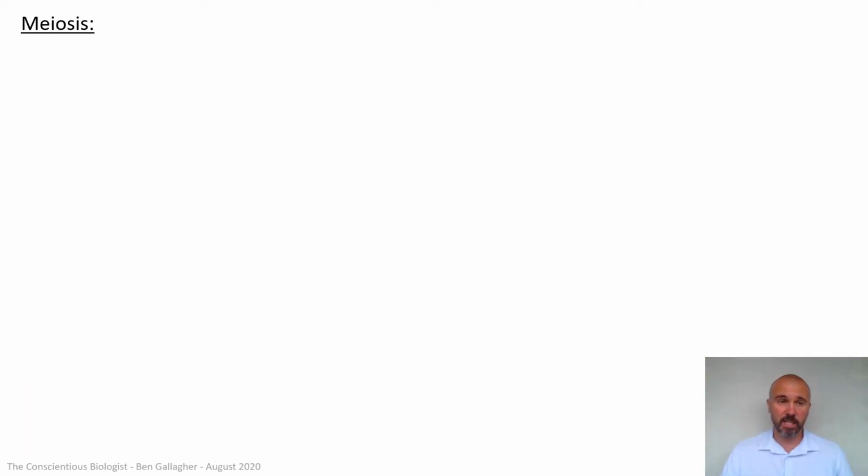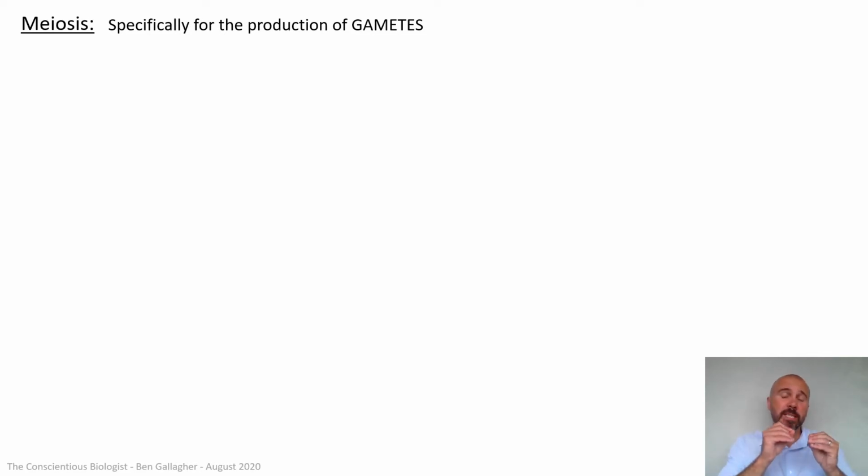Okay, so let's get started with meiosis then. Now, the really important thing with meiosis is it's specifically for the production of gametes. So it only happens in very specific areas of the body, in the testes and the ovaries in humans, to make sperm and to make eggs. Okay, so mitosis is everywhere, meiosis only in very limited places to make those sperm and ova.